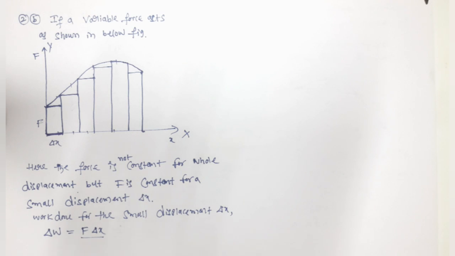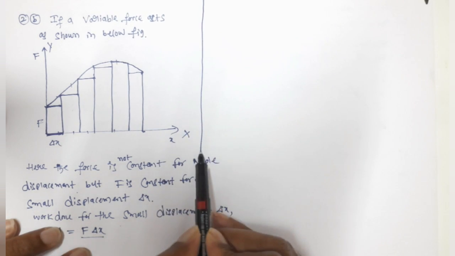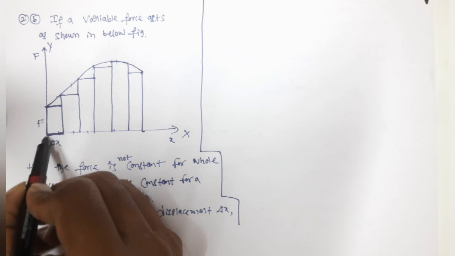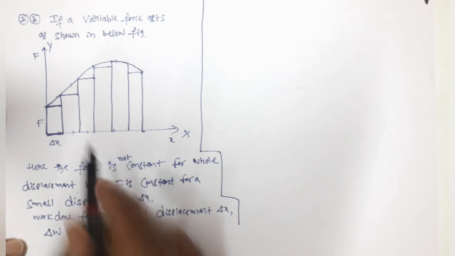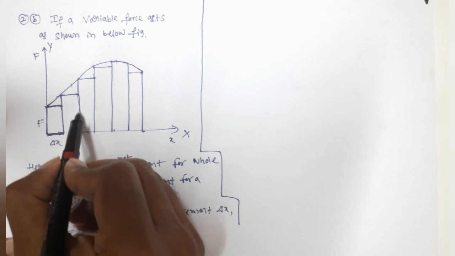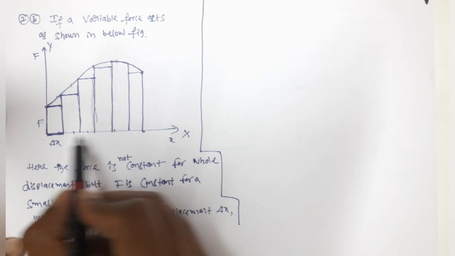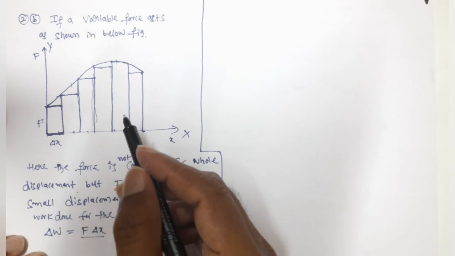But we want to calculate the whole work done. So for that, what do we do? Delta x into F, this F. So we are getting the area of this strip, right? So like this, what do we need to do, guys? If you want to calculate the whole work done, we have to find this area, and this area, and this area, and this area, and we need to add the whole areas. So that's what we are going to do here, the total work done on the body.